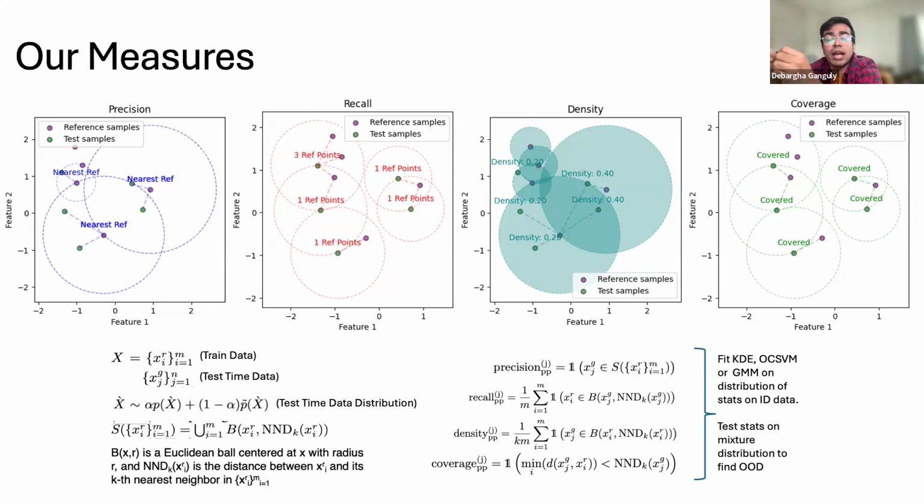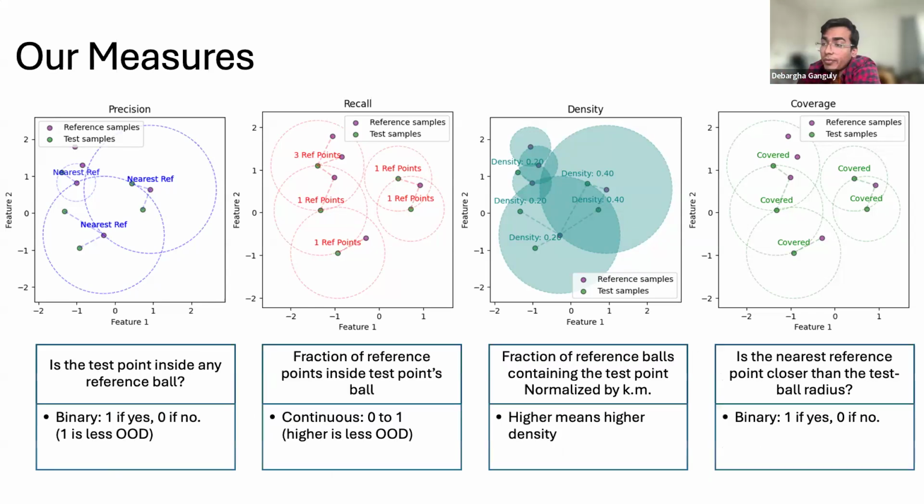And the intuition being that when you do have something that is out of distribution, these metrics are going to look very different for an out of distribution sample compared to an in distribution sample. So what do these metrics really mean? If I have to simplify it, your precision is saying, is there a test point? So over here, the reference samples are your in distribution samples. And your test samples are from your mixture distribution.